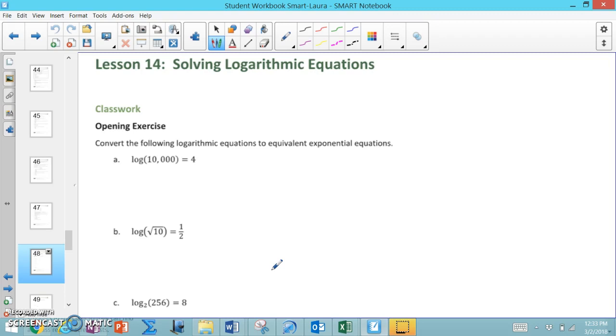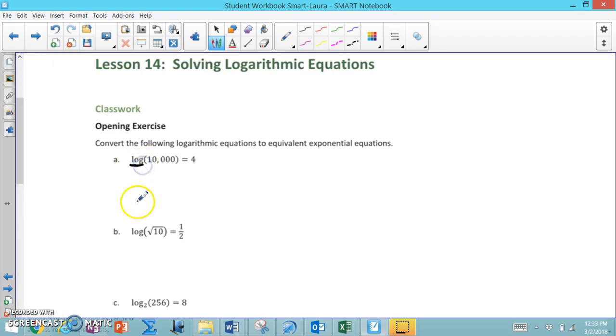As we remember, when we see logs, we read it as the "what power" function. Since there's no base, it's like a base 10. So I'd read it as what power of 10 is 10,000. That's kind of how we started this chapter, and then we realized that the answer was 4, so that's the exponent. So that's a reminder of how you go from log form to exponential form. The base of the log goes here, the answer is the exponent, and then what you're taking the log of is what it's equal to.